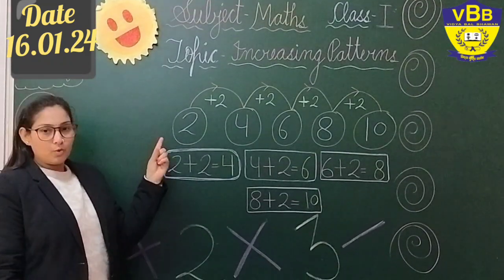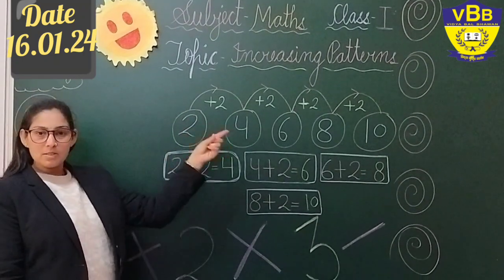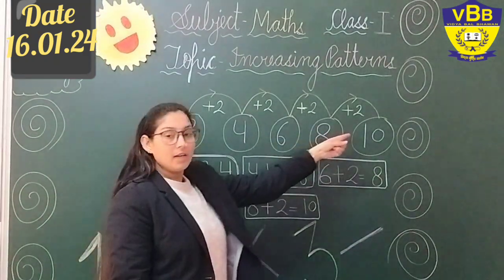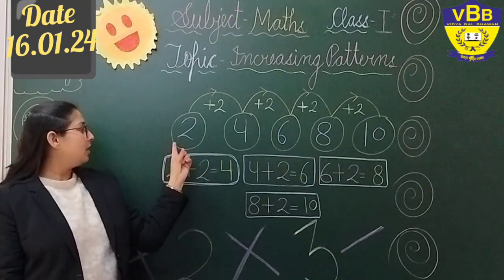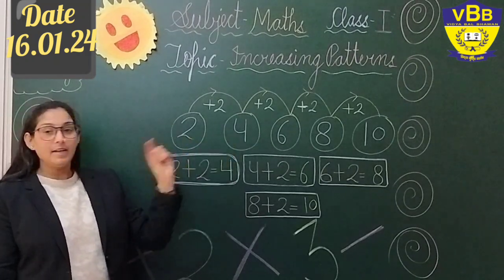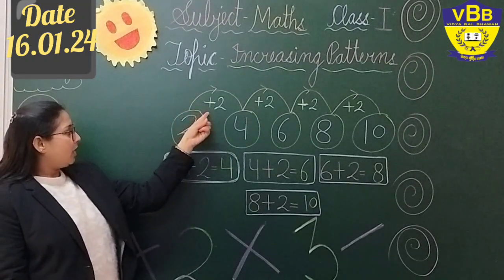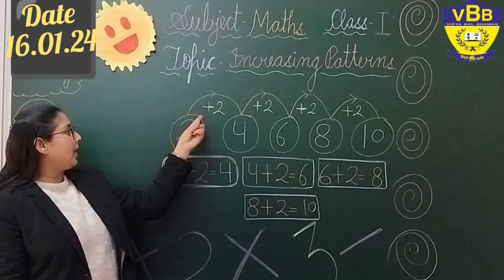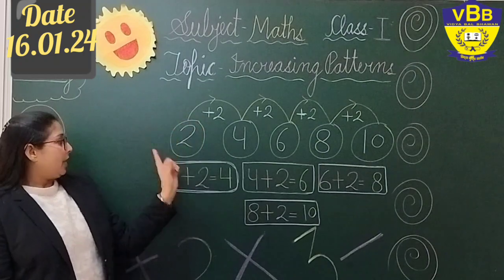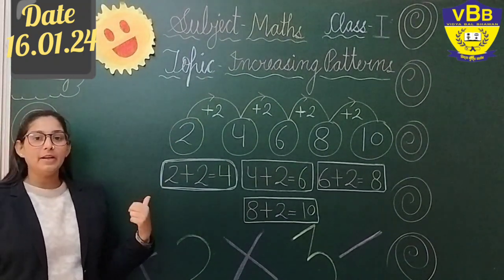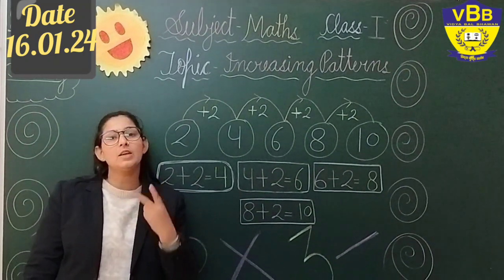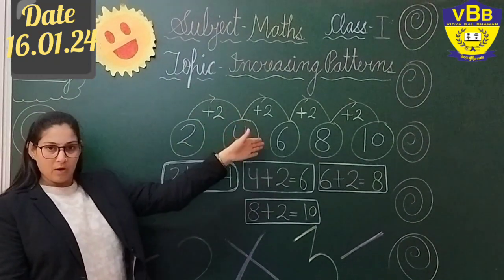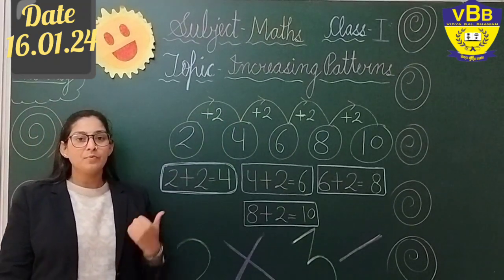Look at here. You can see what numbers are written? 2, 4, 6, 8 and 10. And here we add 2 every time. Here we are following the rule adding 2 for making the increasing pattern. Look at how to add 2 to each number to get the increasing number.